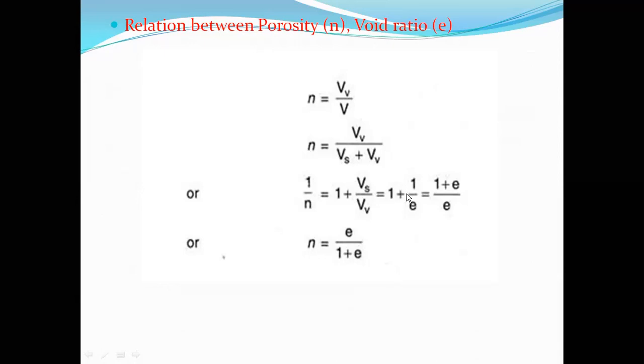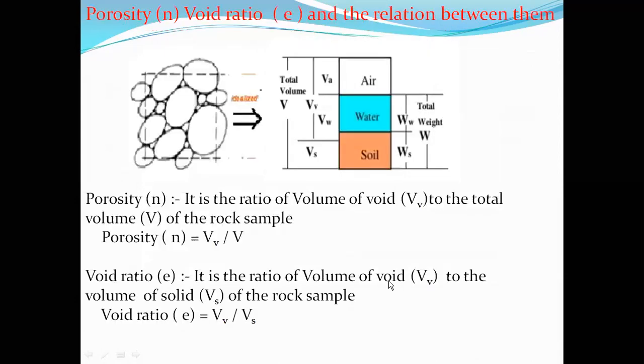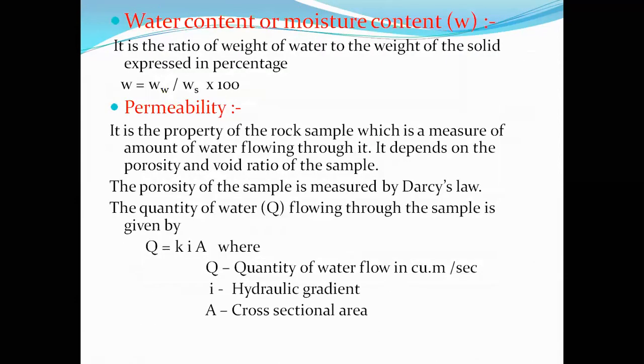If I rearrange them, 1 plus e by e. If I rearrange them, n is equal to e by 1 plus e. This is the relation: porosity n is equal to void ratio e by 1 plus e. This is exactly the relation between porosity and void ratio. Okay, let us see. This is what we discussed a few minutes back.